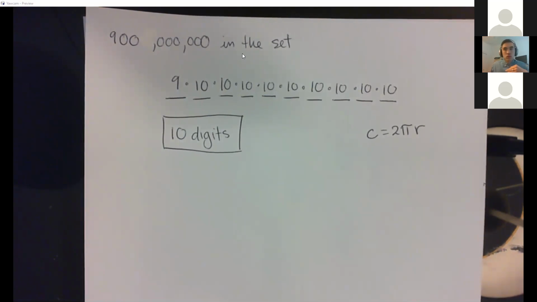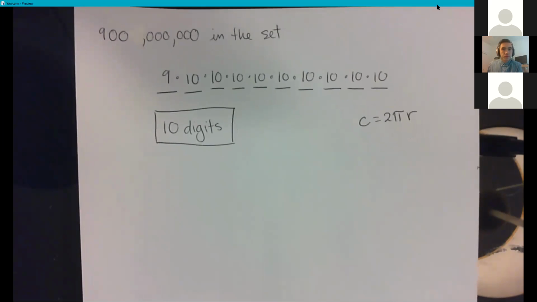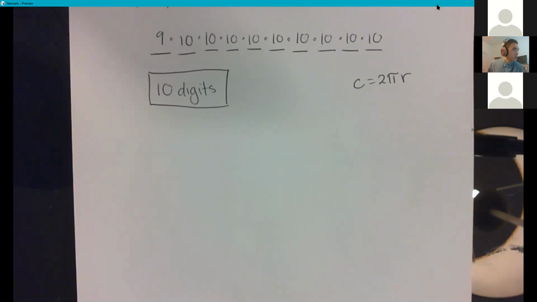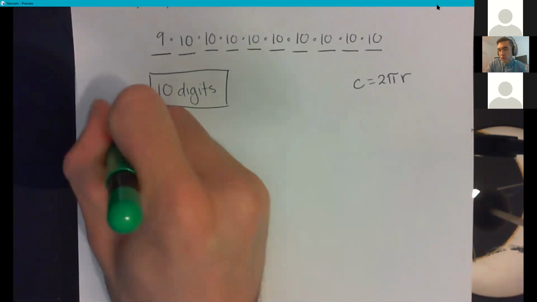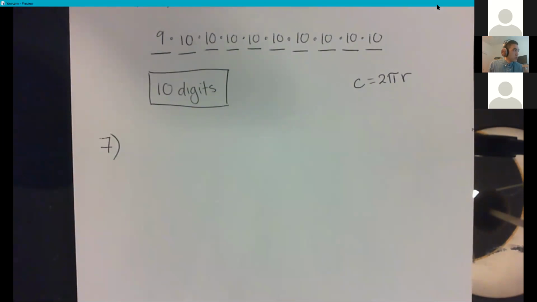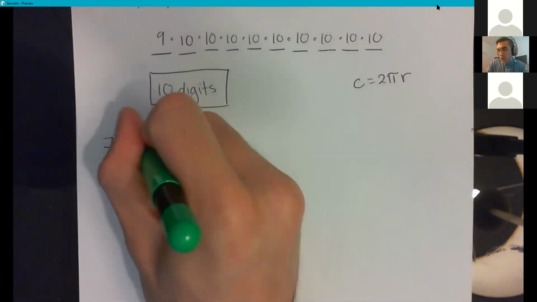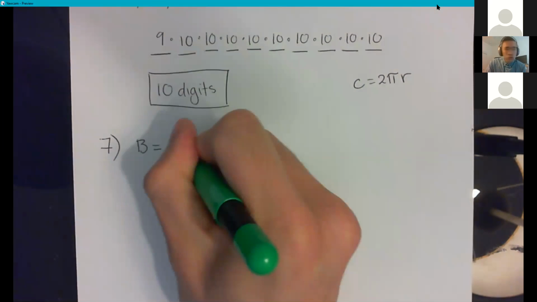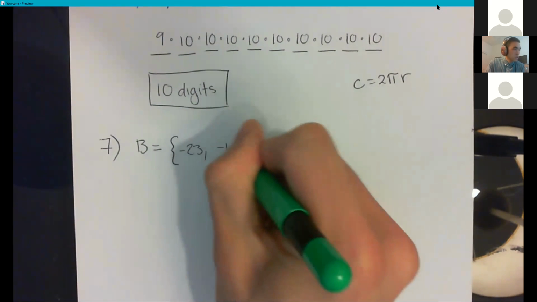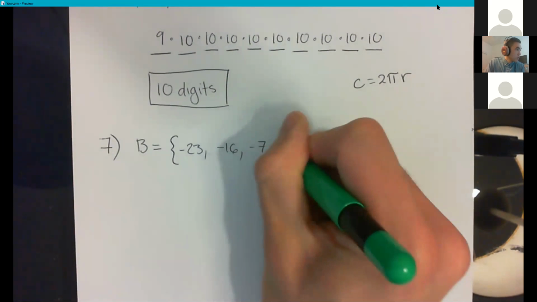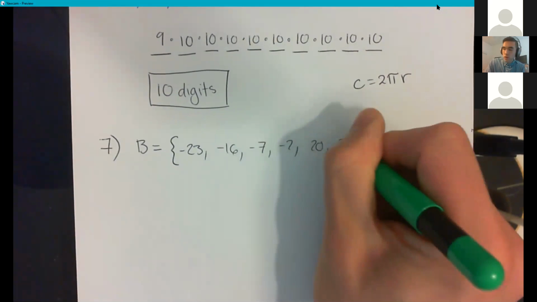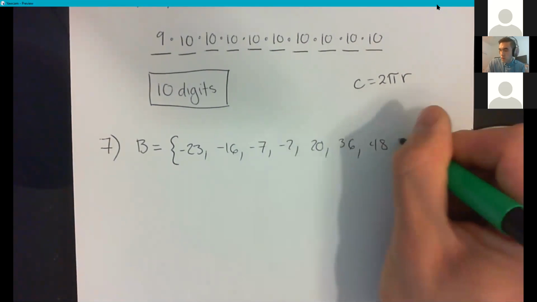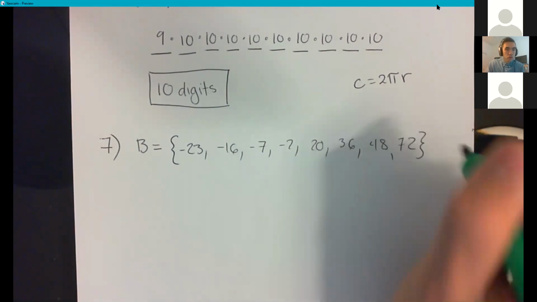Oh, okay. So in question number 7, we are being asked how many ways there are to choose a positive or an odd number. So for question number 7 here, we're being asked to consider the word or. So for set B, this is going to be equal to negative 23, negative 16, negative 7, negative 2, 20, 36, 48, and 72. For some reason, this is our cluster of data.